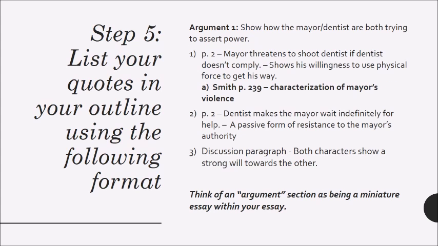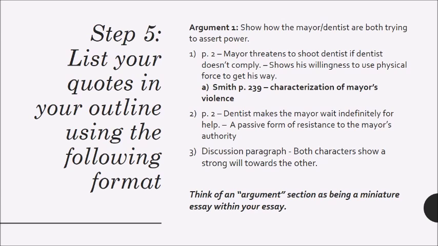So now if we take argument number 1 from my sample essay outline, we can see how this is working in some more detail. So in this example, I have 2 different quotes, bullet points 1 and 2, that I have chosen to help show how the mayor and dentist are trying to assert power. The first quote shows how the mayor is trying to assert power. The second quote shows how the dentist is trying to assert power.